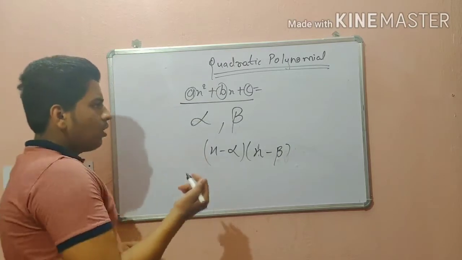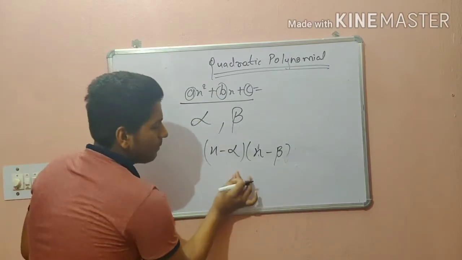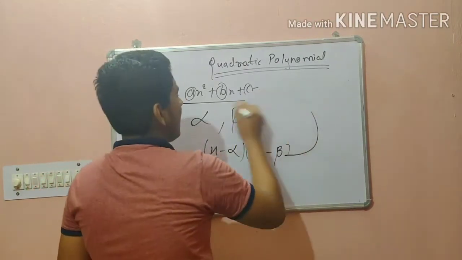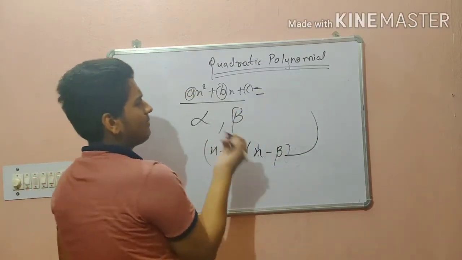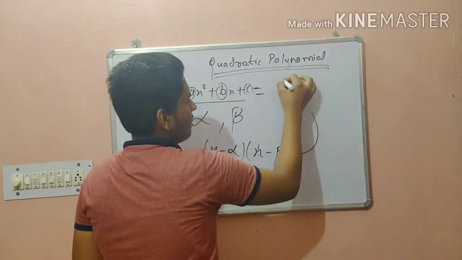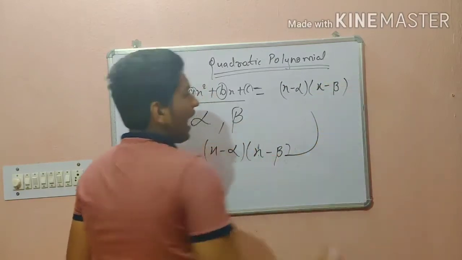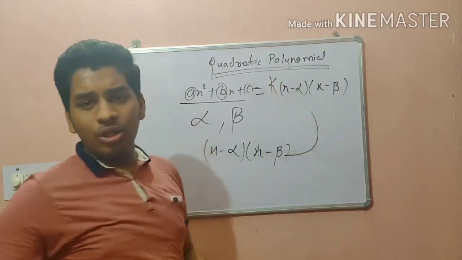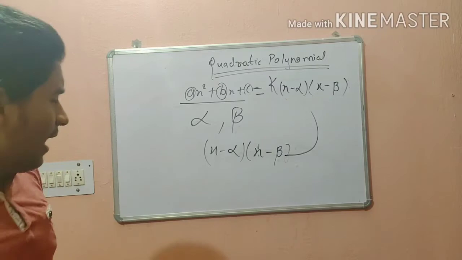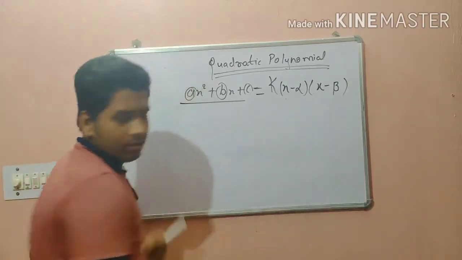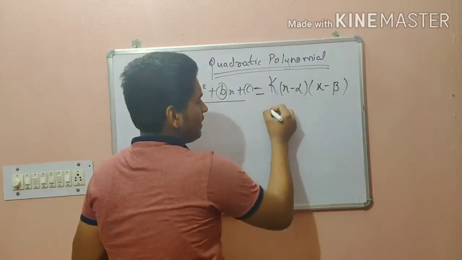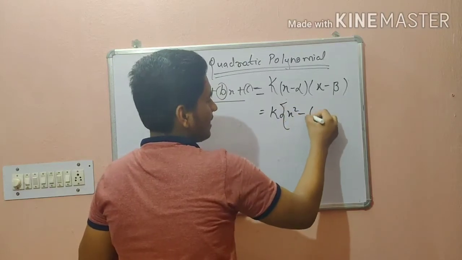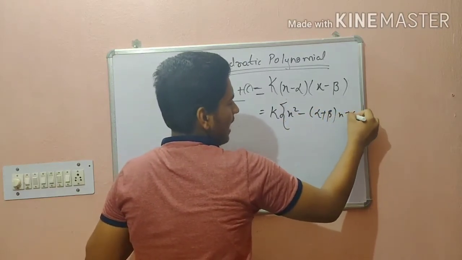So we can say that when we multiply these, we will get the equation back. This implies that the polynomial ax square plus bx plus c equals k times (x minus alpha)(x minus beta). We take a constant k, you can call it r, s, whatever you want. Why we are taking this, I'll tell you. When we multiply this, we will get x square minus (alpha plus beta)x plus alpha beta.